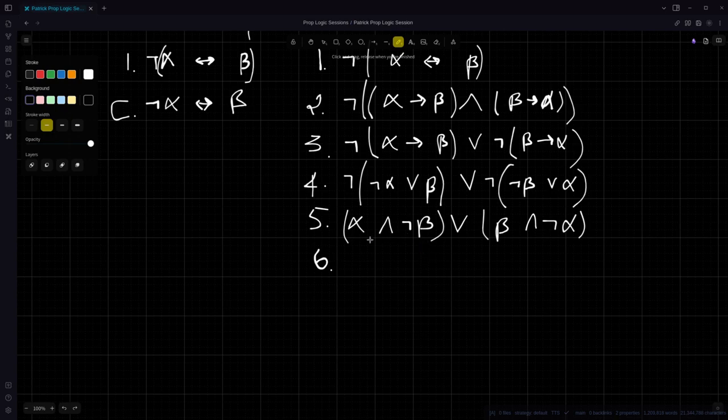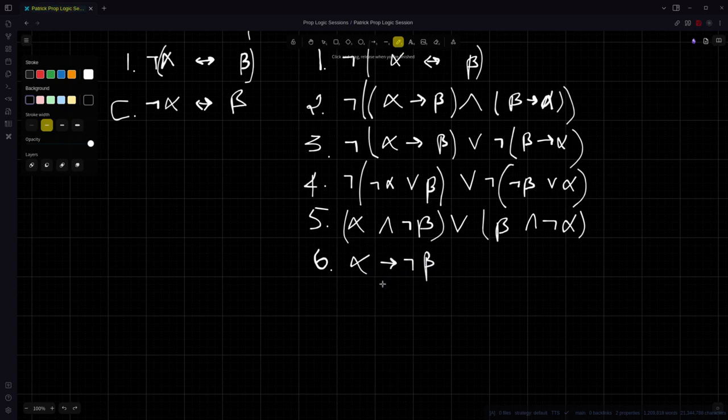Well, notice these. It's a conjunction, right? Which means both of them have the same truth value. Alpha has the same truth value, and not beta has the same truth value. Material implication we do when it's a disjunction. So yeah, just forget what I just said. You can also form a material conditional.